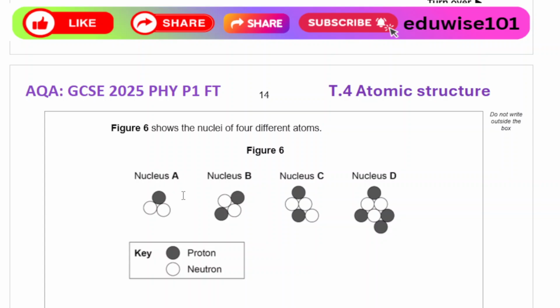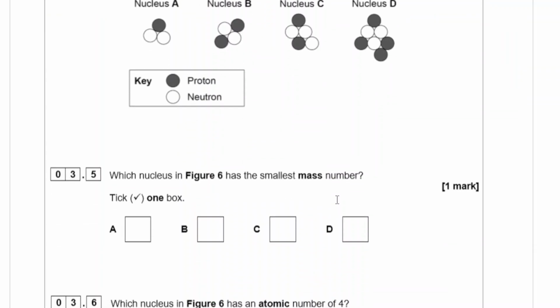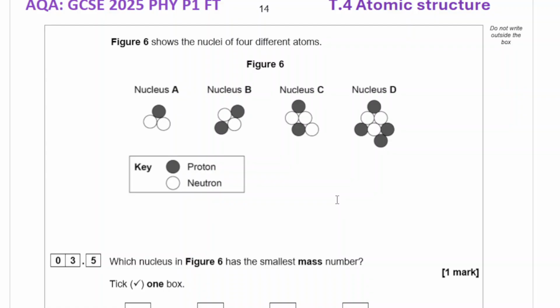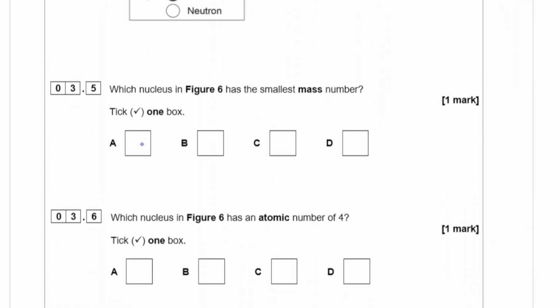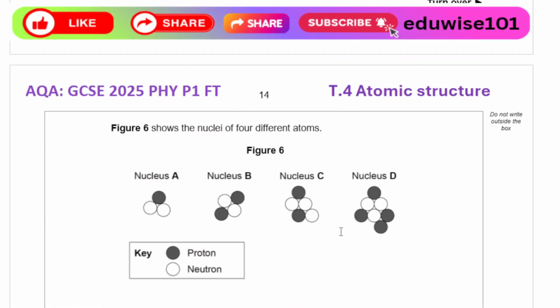Figure 6 shows the nuclei of 4 different atoms, A, B, C, and D. So you have the protons and the neutrons marked. Which nucleus in figure 6 has the smallest mass number? Smallest mass number is going to be the total number of protons and neutrons. That would be A. Which nucleus in figure 6 has an atomic number of 4? Atomic number is equal to the proton number. That would be D.